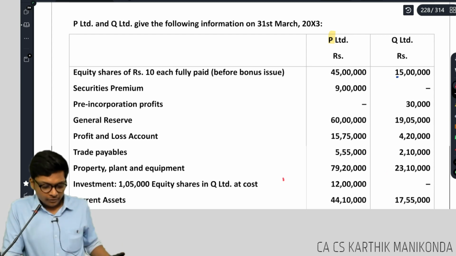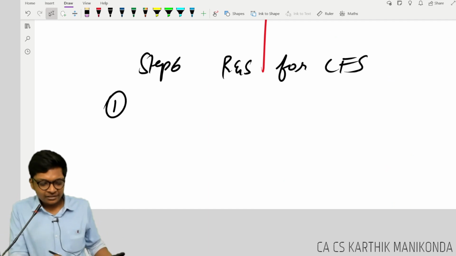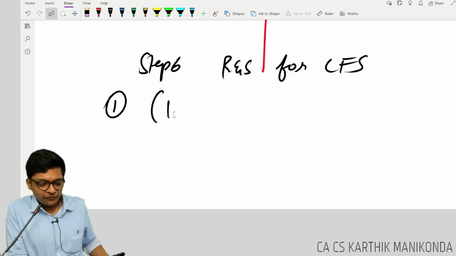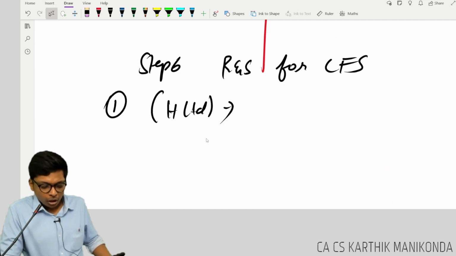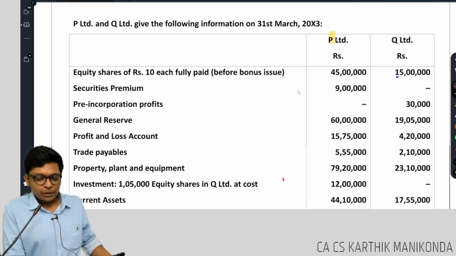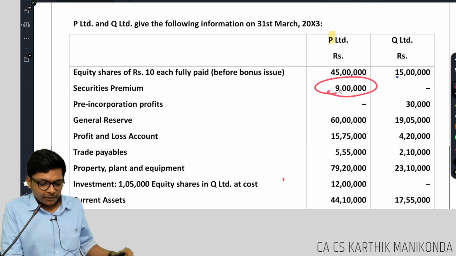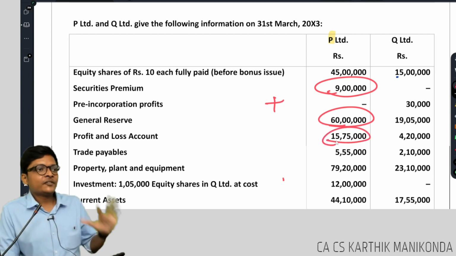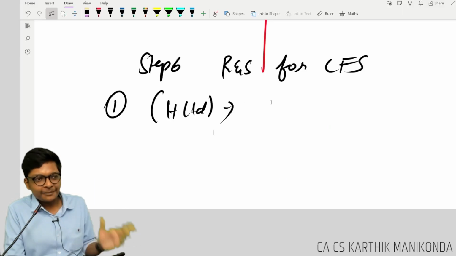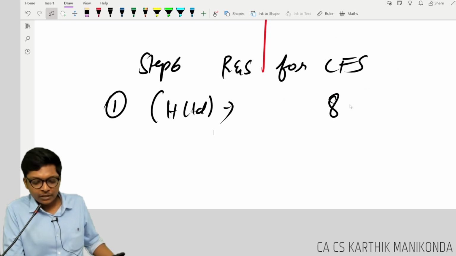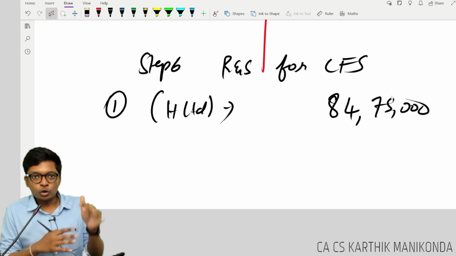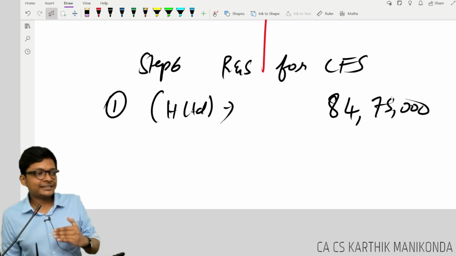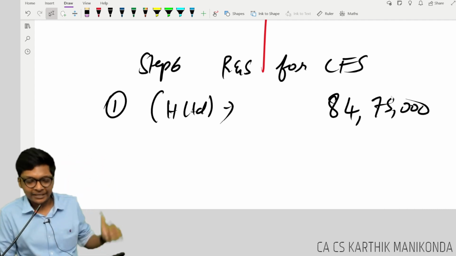Okay, now, steps. First we'll add all the reserves. Reserves of holding limited, correct? All reserves of holding. Securities premium 9 lakh plus general reserve 60 plus P&L 1575. How much are you getting, guys? 84 lakh 75,000. Please don't write total like this, guys. Separate. Premium, this, that, separate.